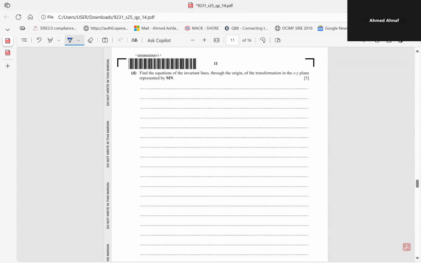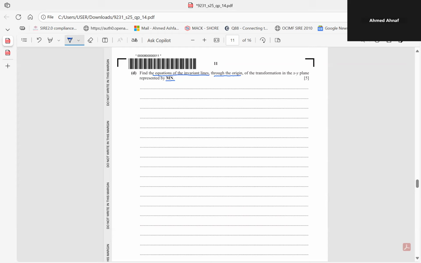Okay, so for this last part, we're supposed to find the equations of the invariant lines through the origin of the transformation in the xy plane represented by Mn. To do this, we must know what an invariant line is. An invariant line is a line that doesn't change after a transformation has been applied, or after it has been multiplied by a matrix.